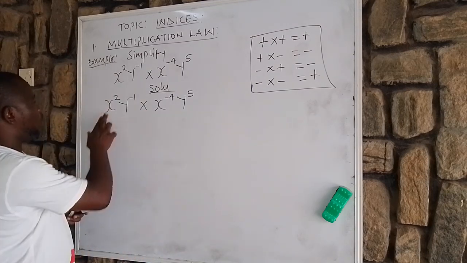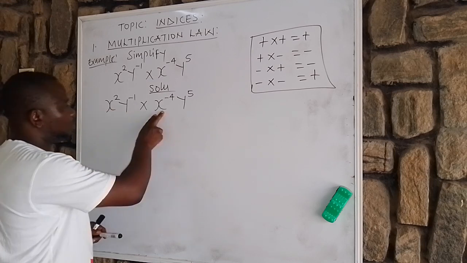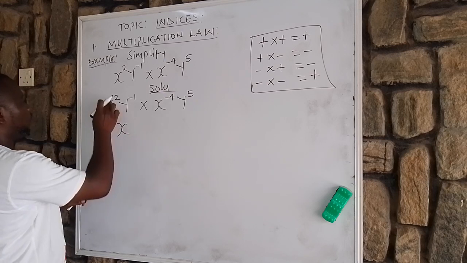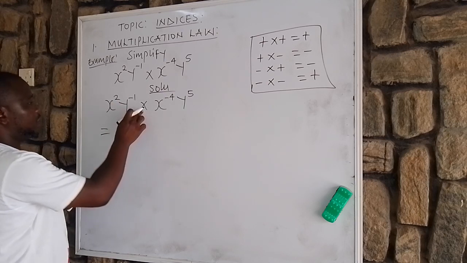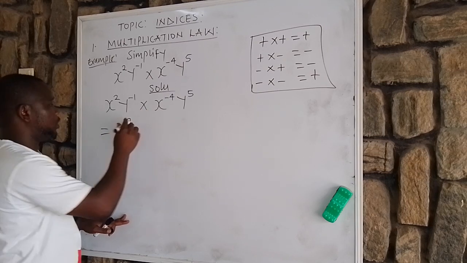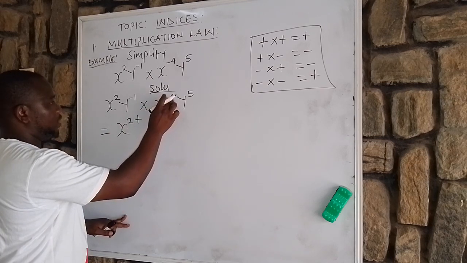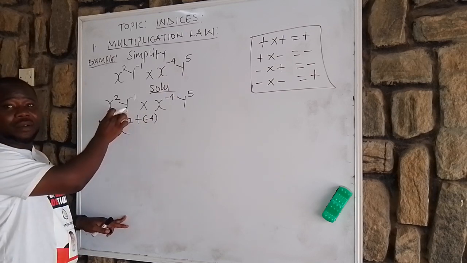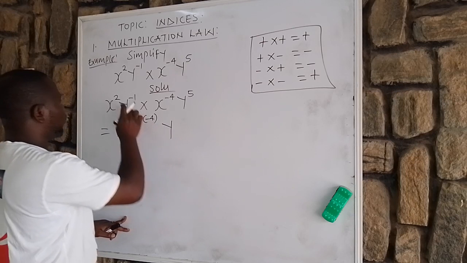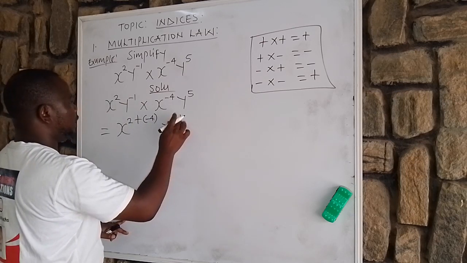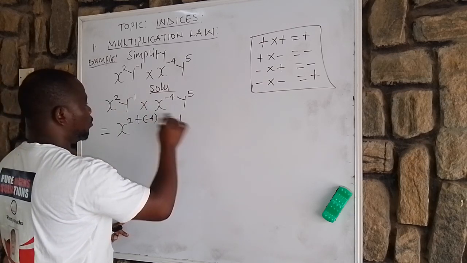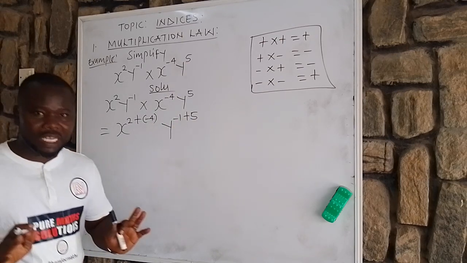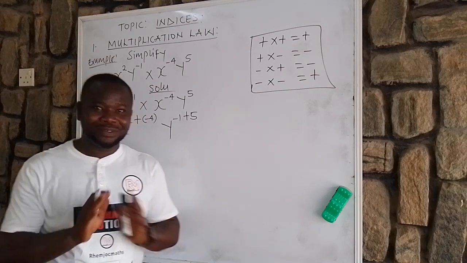You just pick one. Since here we have x, we also have x, true or false. So we pick one of the x raised to, what we have here, 2. Since the operation between them is multiplication, so plus, what is the power here? Minus 4. Then we now consider y. So y raised to, what we have here, minus 1. Then the operation in between them is multiplication, so we are going to add the powers, plus 5. You are done.